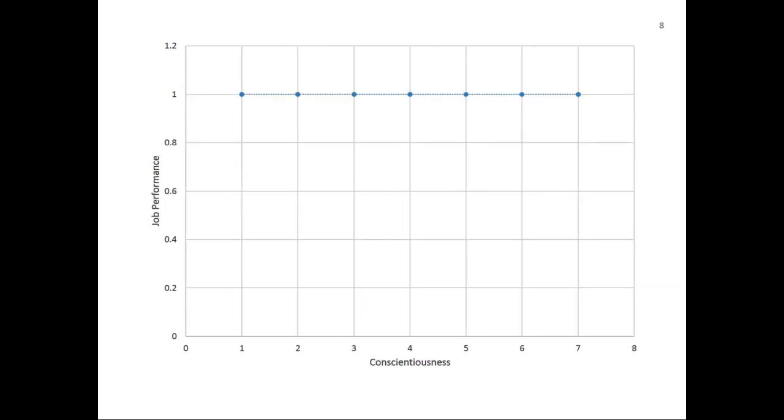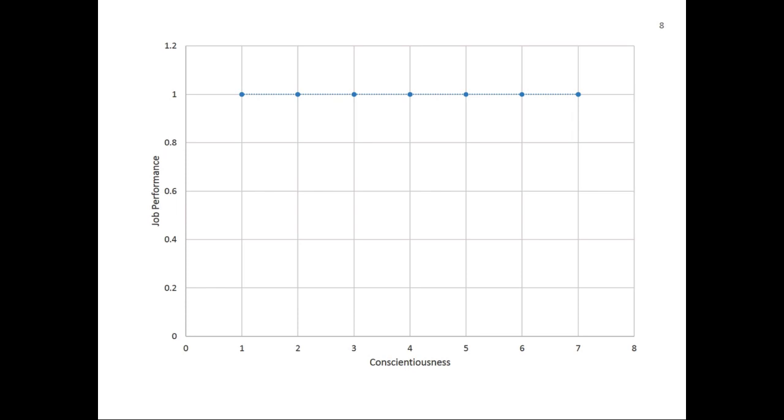And then here's another example. We have on the x-axis conscientiousness. We have on the y-axis job performance. We plot each observation, and then we draw the line of best fit. And as you can see, this is a special instance where no matter what conscientiousness was, no matter what that number for conscientiousness was, job performance was always 1. It's a completely flat line.